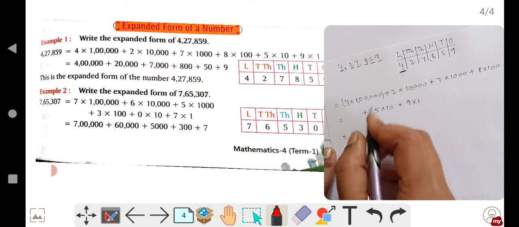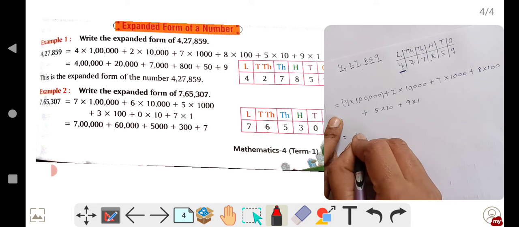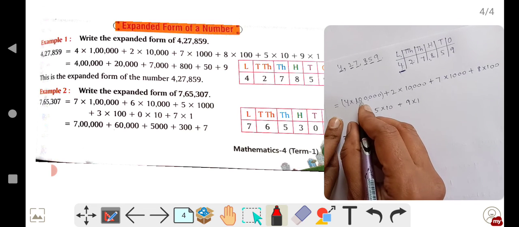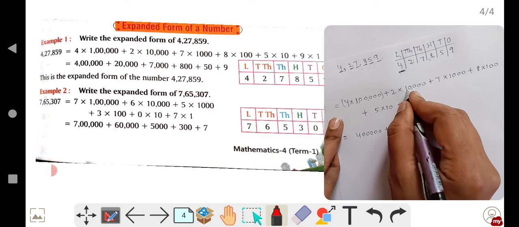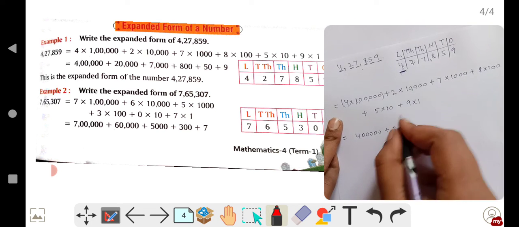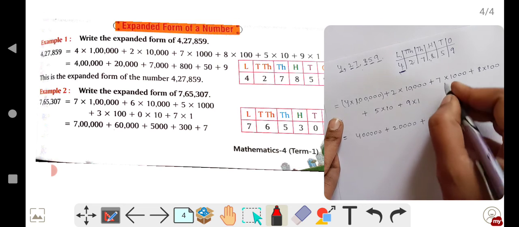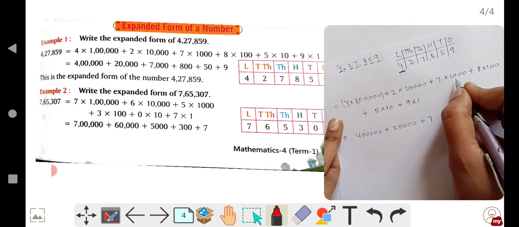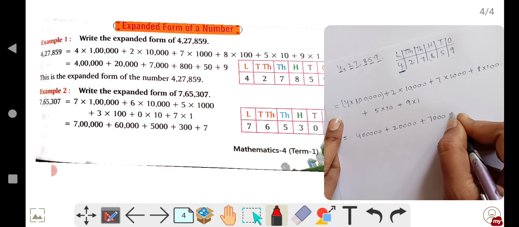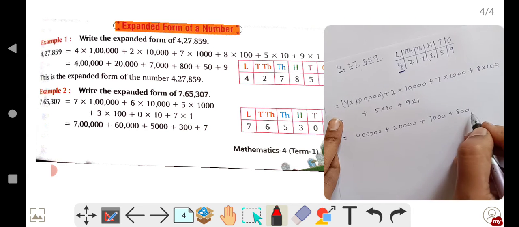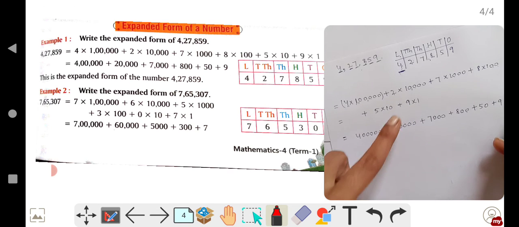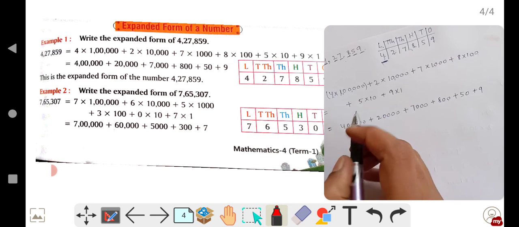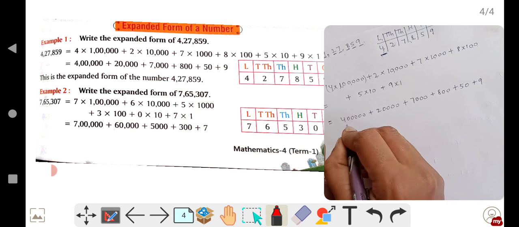Now what you need to do? You have to multiply here. 4 ones are 4. Then write the number of zeros as it is. How many zeros are there? 1, 2, 3, 4, 5. 5 zeros. Plus 2 into 1 is 2. Then 1, 2, 3, 4, 4 zeros. Plus 7 into 1 is 7. Plus how many zeros? 1, 2, 3. Add those zeros there. Then 8 ones are 8, and these 2 zeros you are writing here. Then 5 into 1 is 5 and 1 zero. Plus 9 ones are 9. Understood? So this is the expanded form.